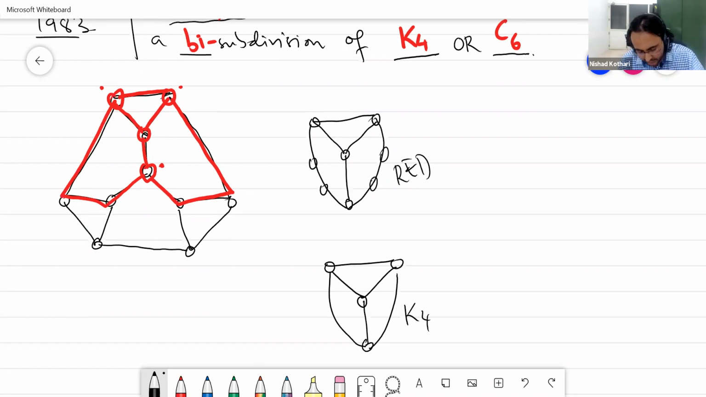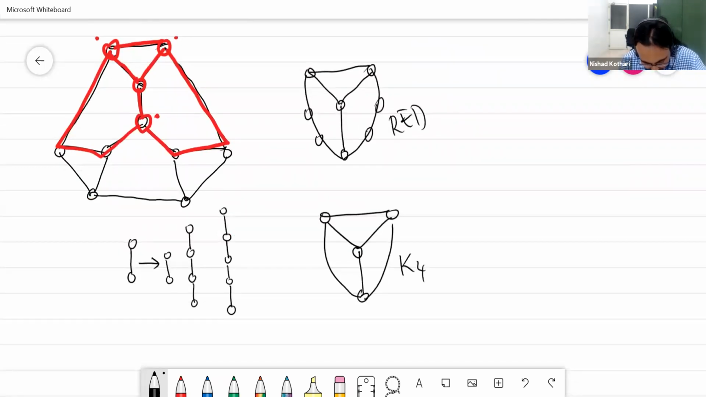So what is happening in this case is that we have a subdivision of K4, but it's not just any subdivision. What we have done is every edge is replaced by a path of odd length. So either you could keep it as an edge, or you could make it 3 edges, or you could make it 5 edges, and so on. This is 5 edges. Either you keep it as it is, or you replace it by a path of length 3 or by a path of length 5. The length of a path is the number of edges in that path.